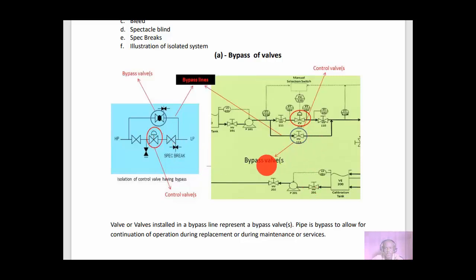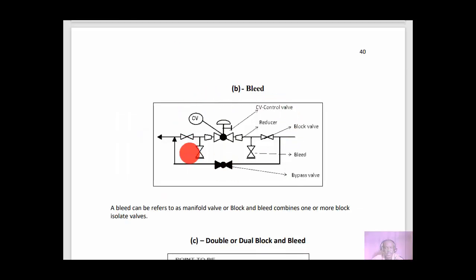Here again we have a bypass and we have a control valve at the top. In this scenario we have another form of bypass. A bleed can be referred to as manifold valve or block and bleed combine one or more block isolated valve. In this valve, we have our control valve here, typically a reducer, and a block valve. Here we have a bleed valve, though we also have a bypass behind the control valve.